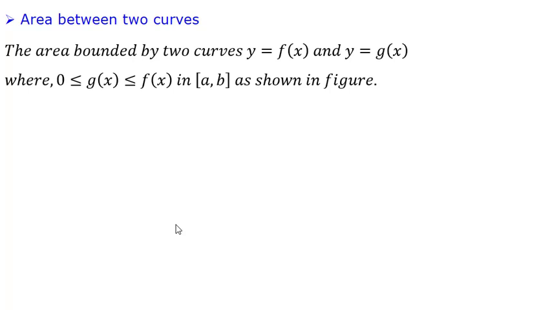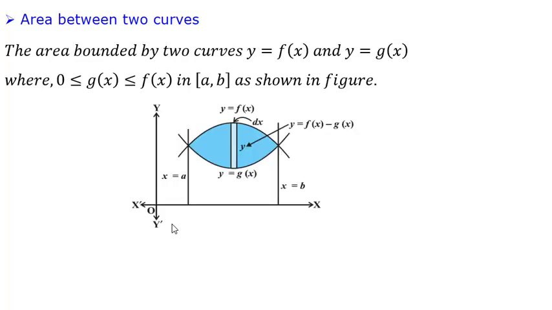Now, area between two curves. Consider the area bounded by two curves, say f(x) and g(x), where g(x) is between 0 and f(x), that means g(x) is below f(x) in the interval a to b, as shown in the figure. As you can see in the figure, I have f(x) and g(x), and we have to find the area between these two curves. First we find the points of intersection where they intersect: x equal to a and x equal to b, as we get here.